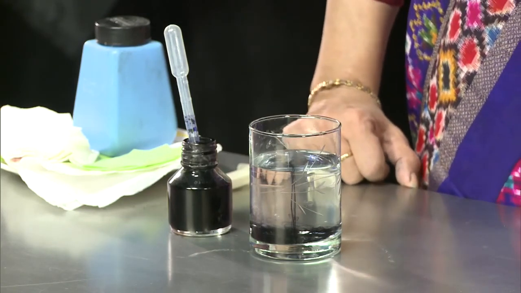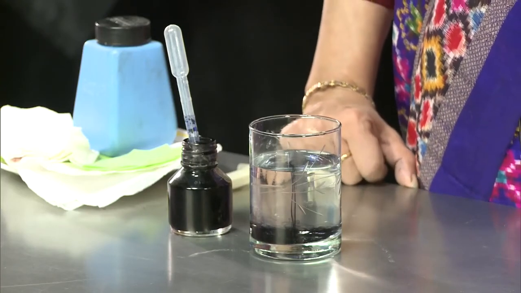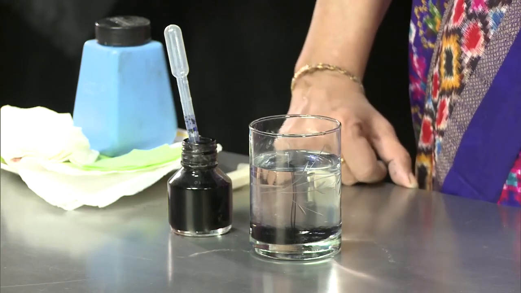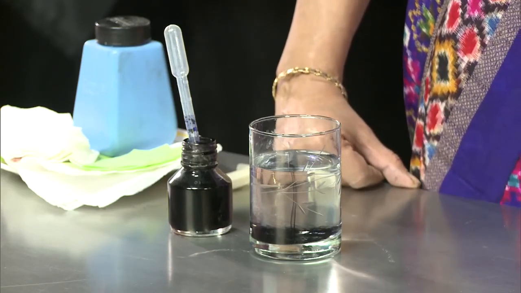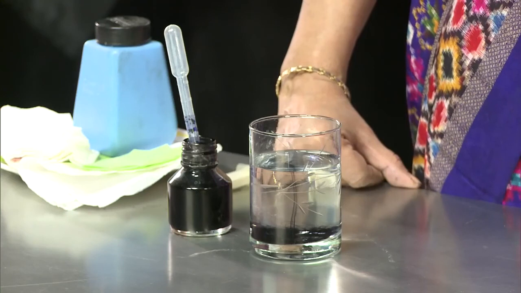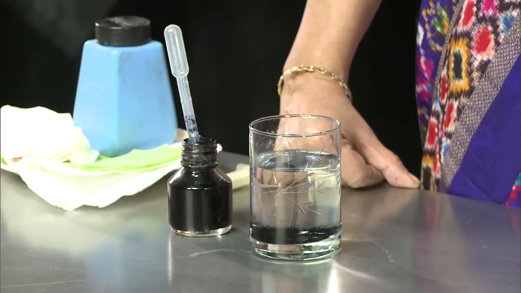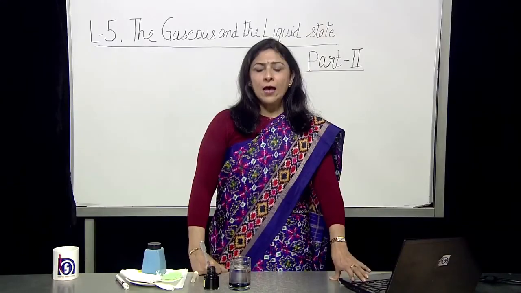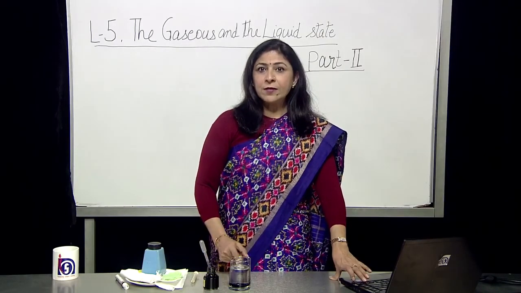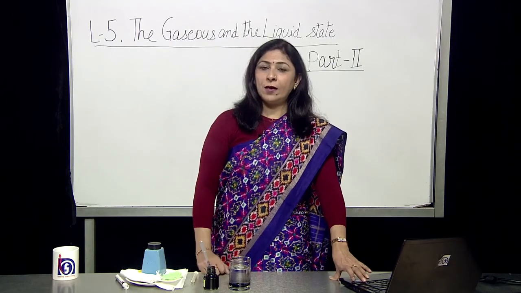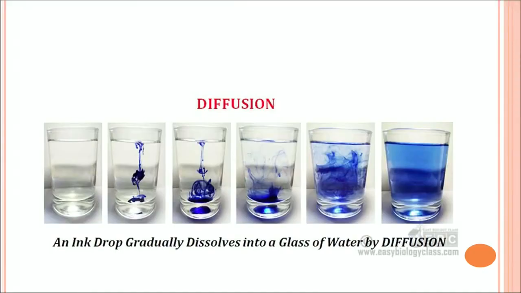I will show you like this. First, I have taken the water, as you have already noticed, plain water. We put a drop of ink and slowly it was getting diffused. A drop gradually dissolves into the glass of water, and now you can see it is getting diffused and the water is becoming the color of the ink. So, we can show the diffusion by this activity. I hope this is very clear to you.